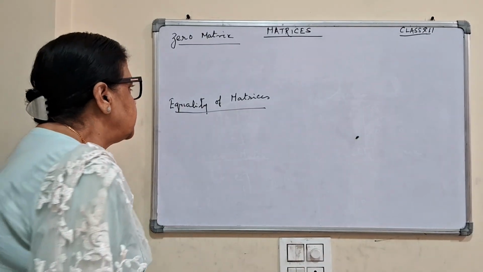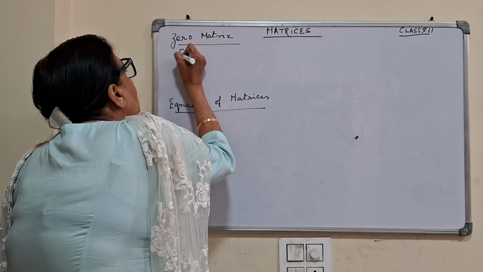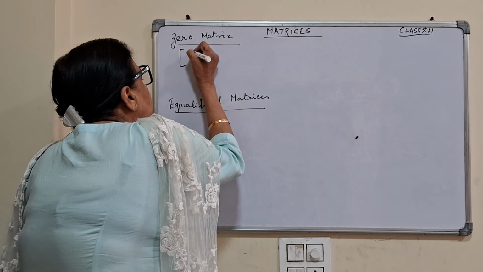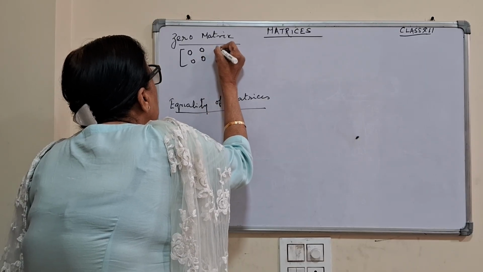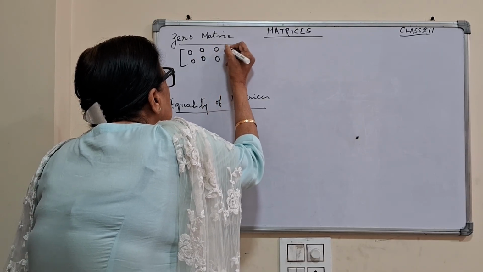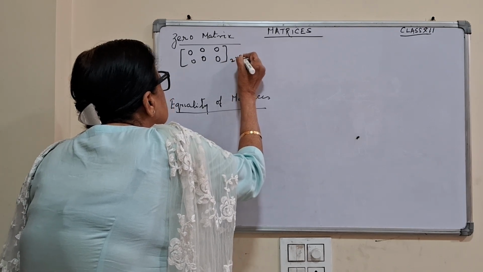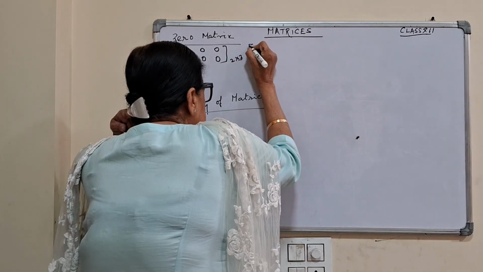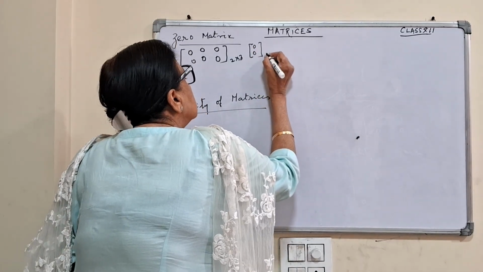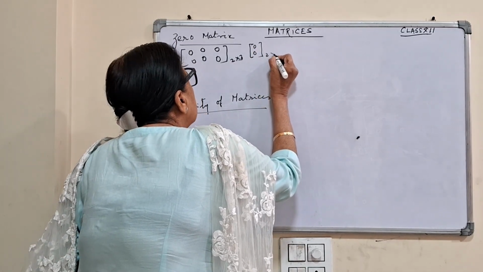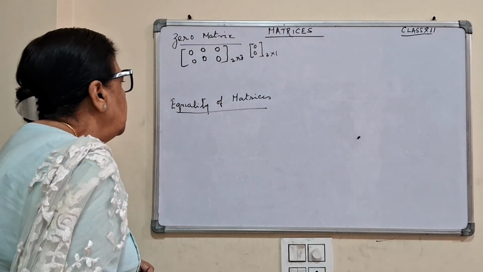Next is the zero matrix. A zero matrix is a matrix whose elements are all 0. It can be of any order. 0, 0, 0, 0, 0, 0. All elements are 0. This is 2 rows, 3 columns. And this is again 0, 0, that is 2 rows into 1 column, and so on.